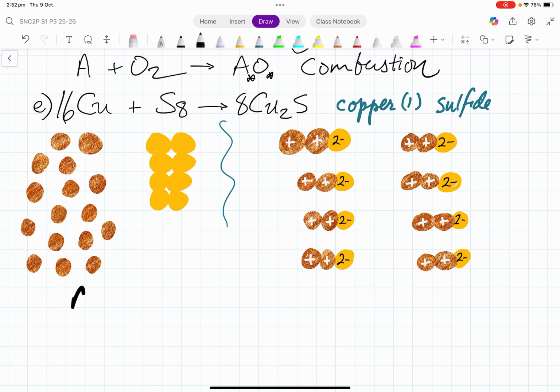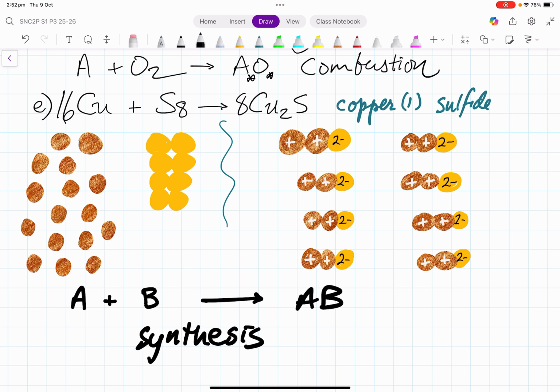Look at that. A plus B. So an element plus an element gives us a compound. So there's your synthesis reaction. Again, what's it say? 2 or more reactants combine to produce a new product. The part means there's only 1.